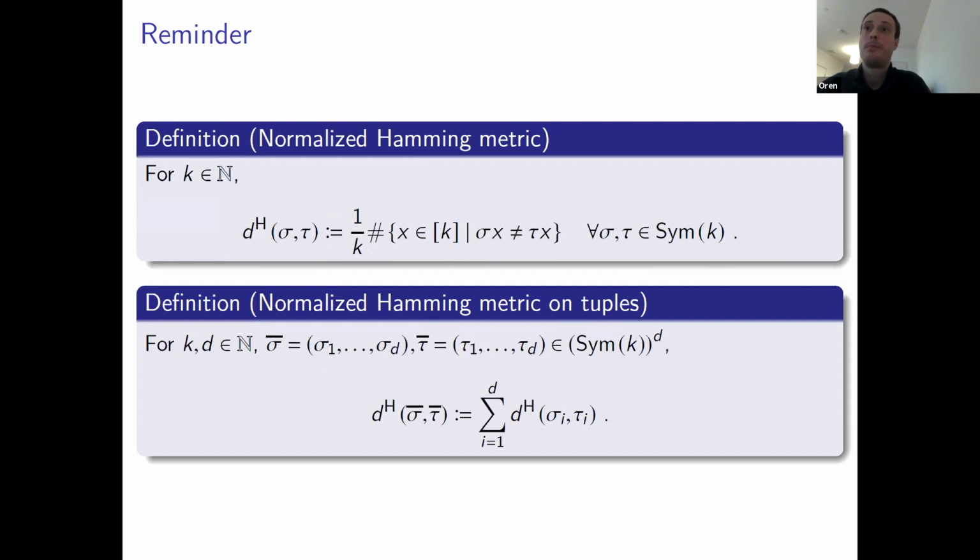Another piece of notation is the metric on tuples. So I'm just extending this notion of the normalized Hamming metric. If I have a tuple sigma bar composed of D permutations in Sym K and tau bar composed of D permutations in Sym K, then the distance between the tuples is just a notation for the sum of the distances between sigma 1 and tau 1, sigma 2 and tau 2, and so on. Just D distances.